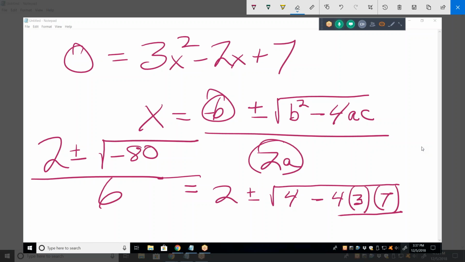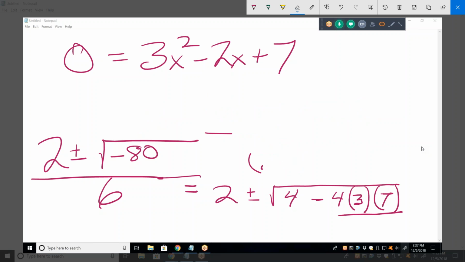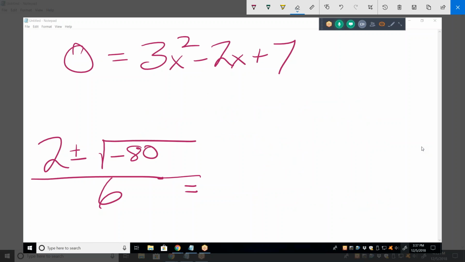So I need to make some space. I'm going to keep erasing this because I want you to memorize it. By the time we're done today, you'll have that thing memorized. I guarantee it. Okay. Let's start with the square root of negative 80. We gotta do something with that first.